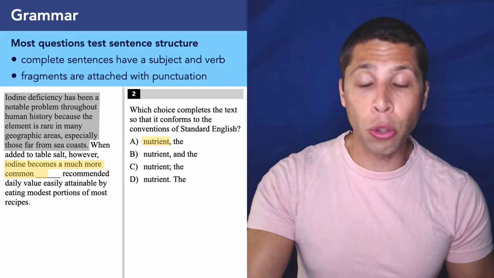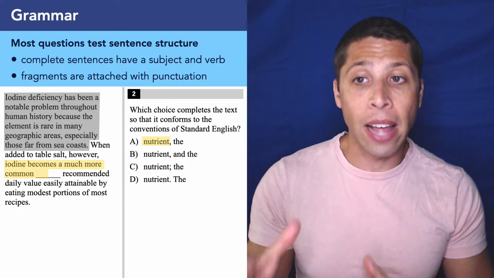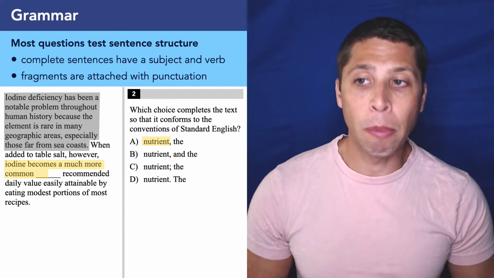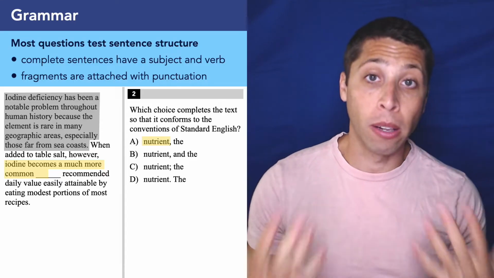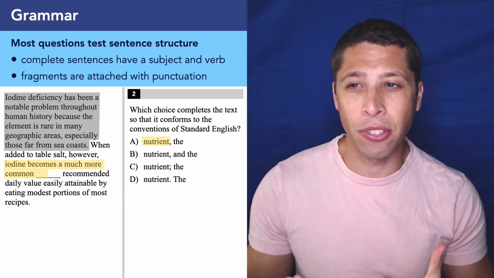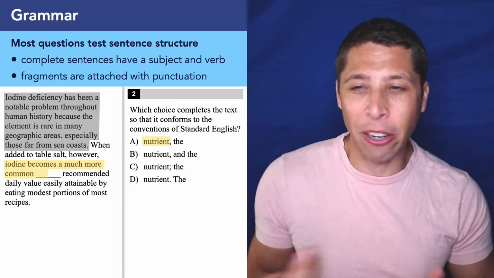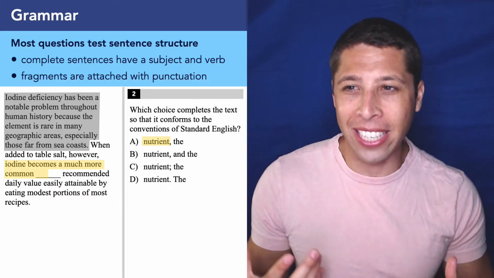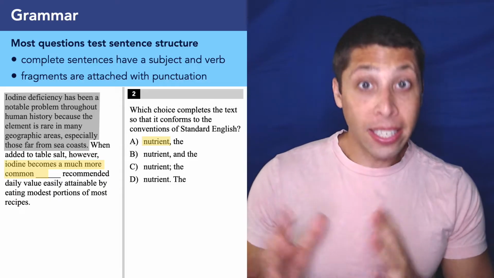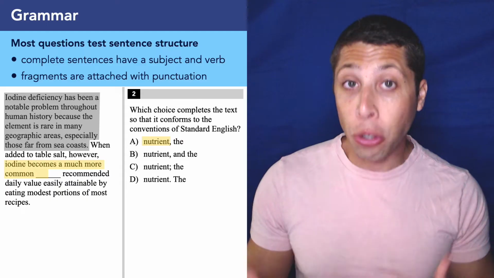Then again, I'm assuming choice A is correct here, but we don't know yet. Let's take a look at the next piece that comma would separate out. The recommended daily value, easily attainable by eating modest portions of most recipes. Well, here some of you are probably going to have trouble knowing whether or not that's a sentence. We definitely seem to have some verbs maybe, like attain, attainable, or eating. Are those verbs? And then what's the subject? Is it the daily value? So if you're thinking grammatically, you might have trouble here. But let's take a look at the answer choices. We can use some strategy to make better sense of this without having to rely too much on grammar.